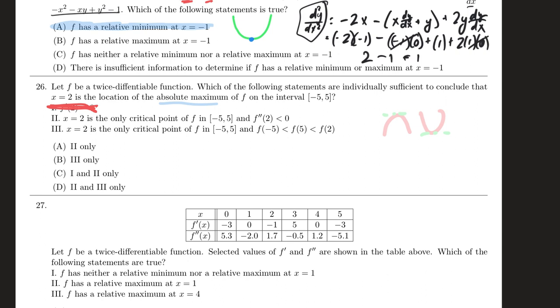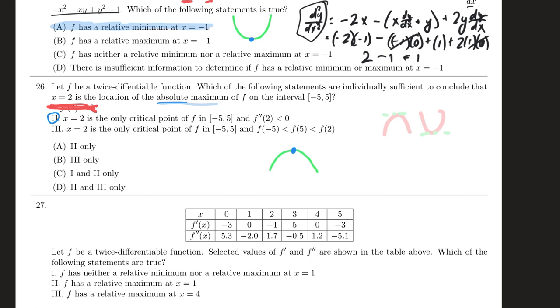For 2, x equals 2 is the only critical point, and the second derivative is negative. So if the second derivative is negative, it's concave down. And x equals 2 being the only critical point means that's the only maximum on this interval. So 2 is actually enough to know this is going to be an absolute max. It's a local max, but because there are no other maximums, it has to be the absolute max.